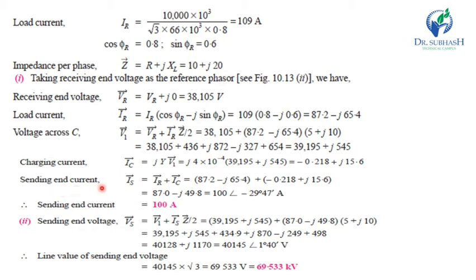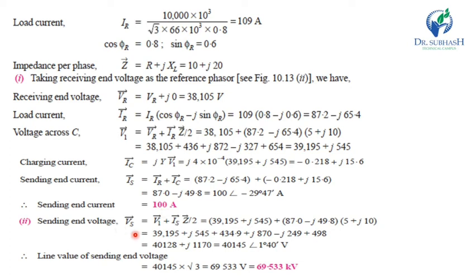Now sending end current IS. The sending end current IS is equal to receiving end current plus capacitive current. So the receiving end current we already have and the capacitive current we found out. So the sum of both currents gives the value IS, which is equal to 100 angle of minus 29 degree 47 minute ampere. So the magnitude of this sending end current is 100 ampere.